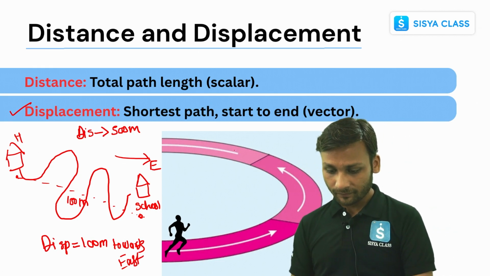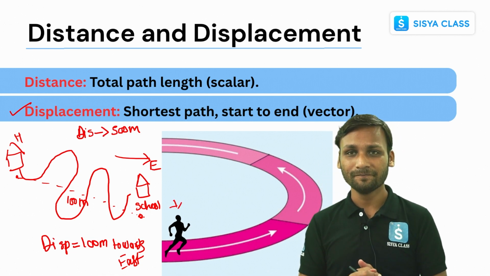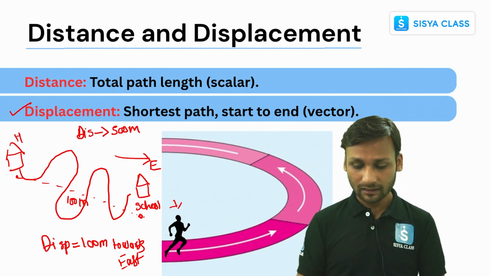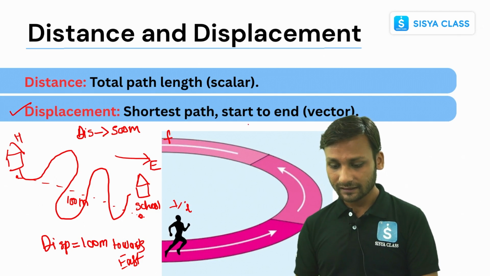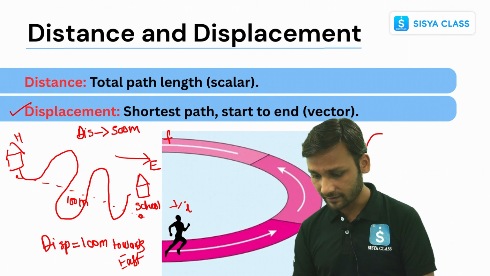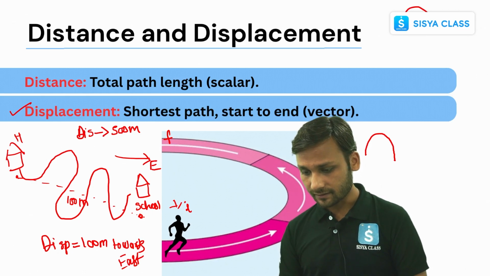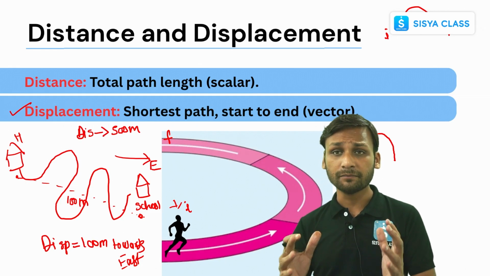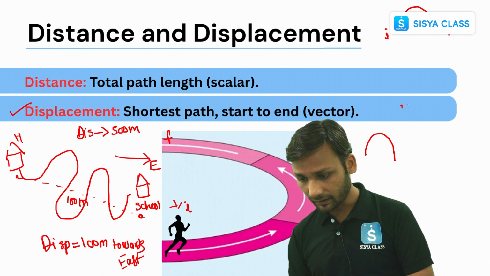Now another example. Here is basically a runner running on a semicircular track, right? So if I want to calculate how much distance he has traveled from his initial position, this is his initial position and this is his final position. Let's draw it in a simple manner like this, right? Or you can draw it like this. This is your initial position and this is your final position. So this is a semicircular track. It must have some radius, right? Since it's a semicircular path, let's say this radius is capital R.